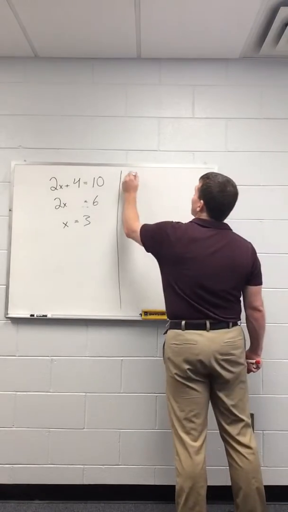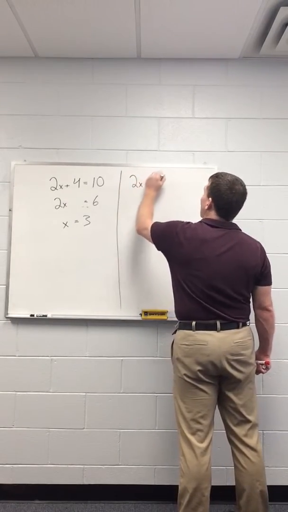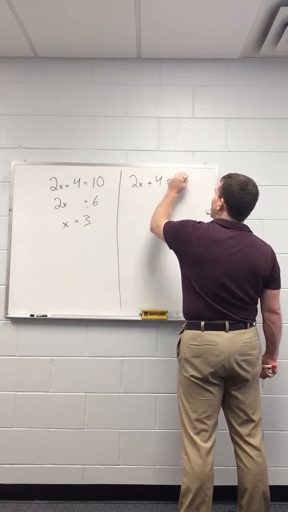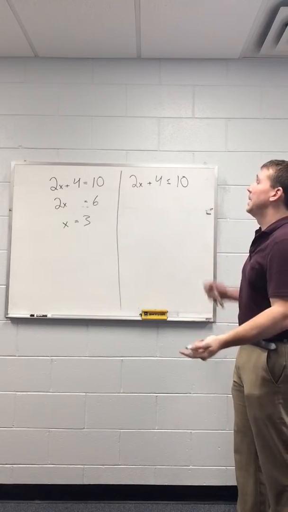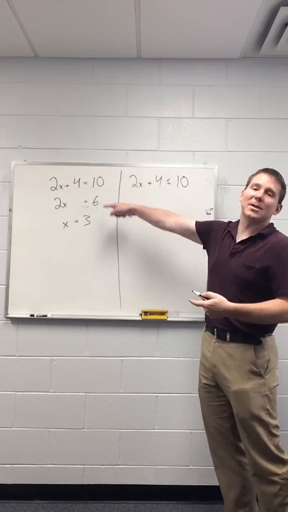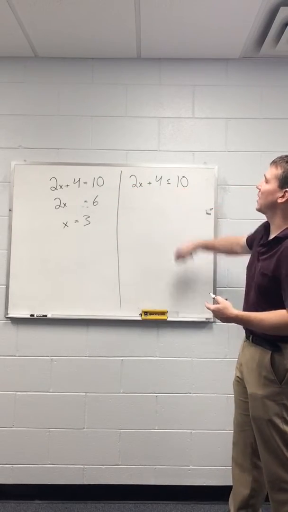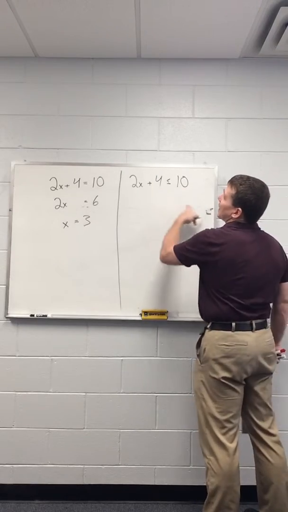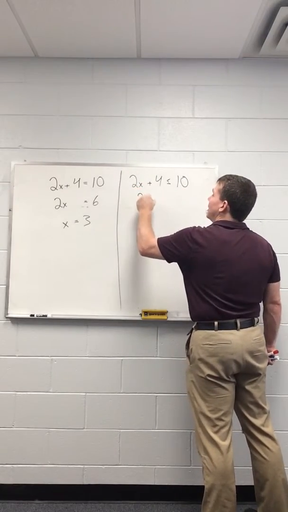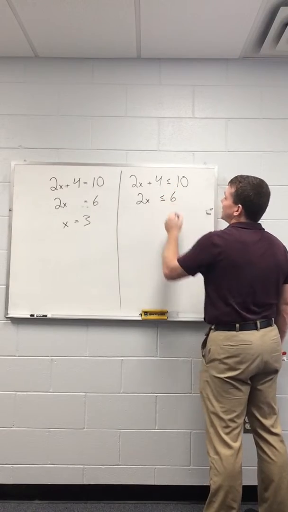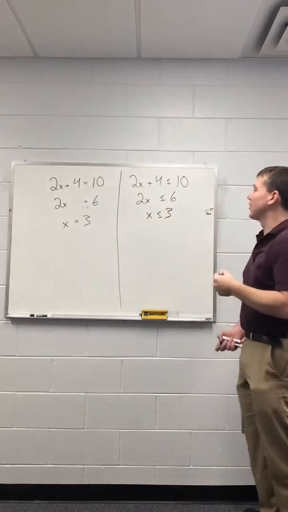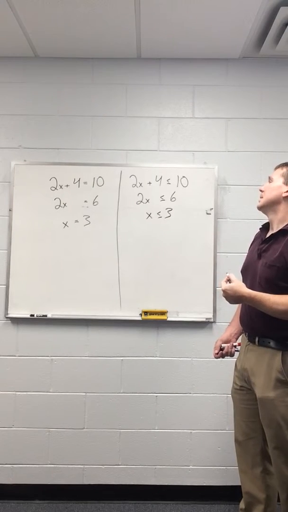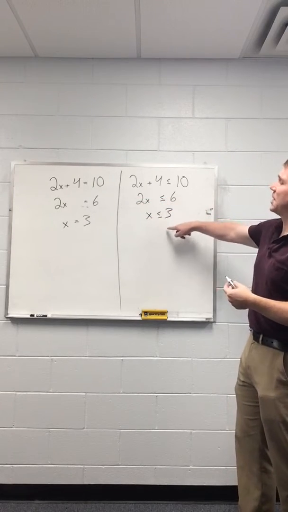Now, instead of looking at the equation, we want to look at the inequality. 2x plus 4 is less than or equal to 10. If the algebra worked on the left with the equation, then it should work right here. So we do the exact same thing. Subtract the 4, 2x is less than or equal to 6, divide by 2. x is less than or equal to 3. If the algebra works there, it works here.